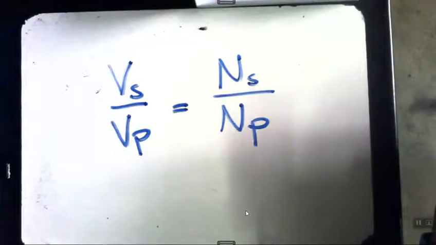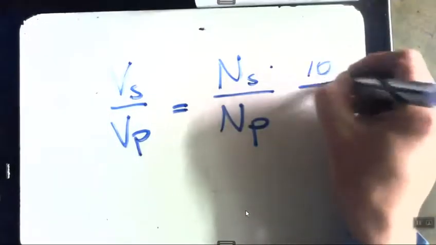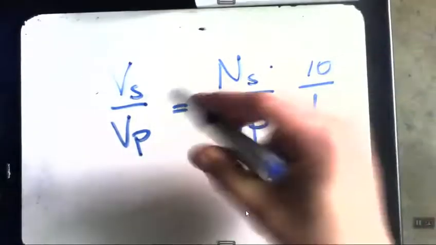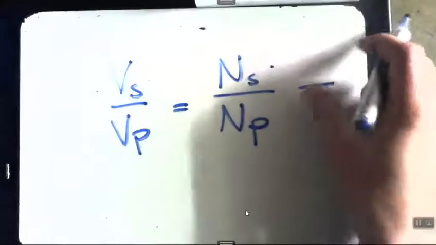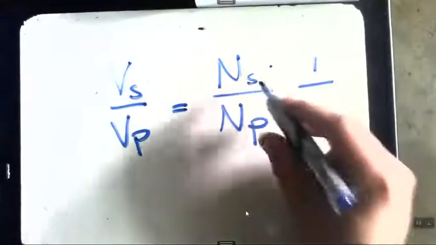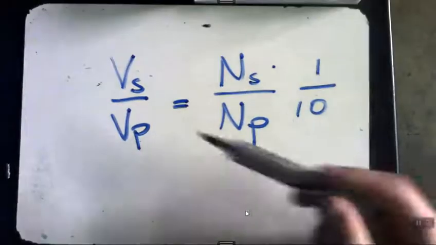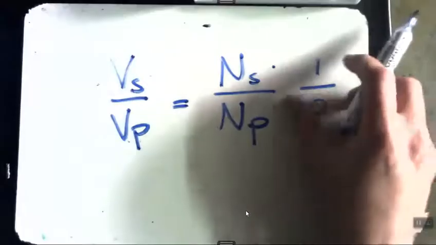So the same ratio from secondary to primary in the voltage is the same ratio that the coils would have. So if I put 10 coils over 1, that means my secondary voltage is going to be 10 times bigger than my primary voltage. If I put 1 coil in the secondary and 10 coils in the primary, that means that my primary voltage is going to be 10 times bigger than my secondary voltage.